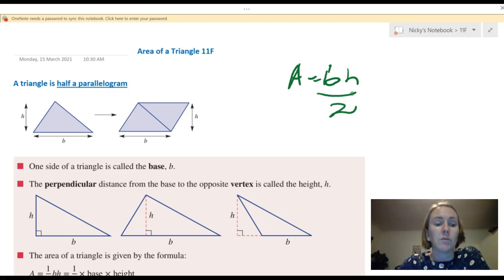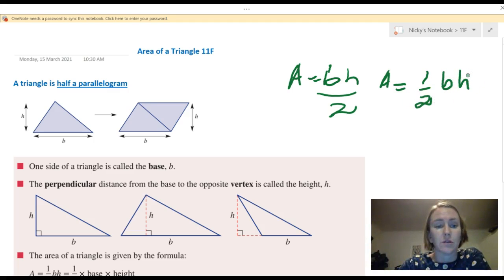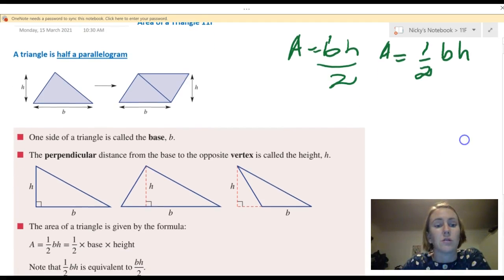It can be written in two ways. The way that I've written it there, to me, makes the most sense when we do our actual working for questions. But you might also see it written as half BH, B for base and H for height as well. Either way is fine, but for me, doing the working that way just allows me to do it easier in my head instead of using a calculator. And of course, there's no calculators in your exam.